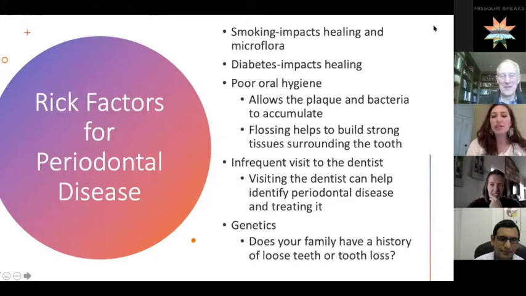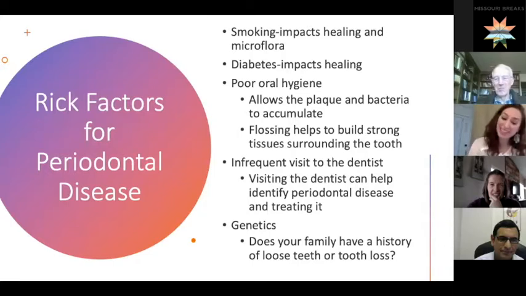Poor oral hygiene causes cavities and can cause gum disease, so not brushing and letting the plaque and bacteria accumulate. Flossing as well is really what helps to get the floss next to the tissues and build them up. Just like we lift weights for our muscles, the tissues, if they're getting flossed, can really build up stronger. And then infrequent visits to the dentist. Like I said, this can help see how you're doing, how much bone you have, and help see where you're at in your disease process. It also can help with cleanings.